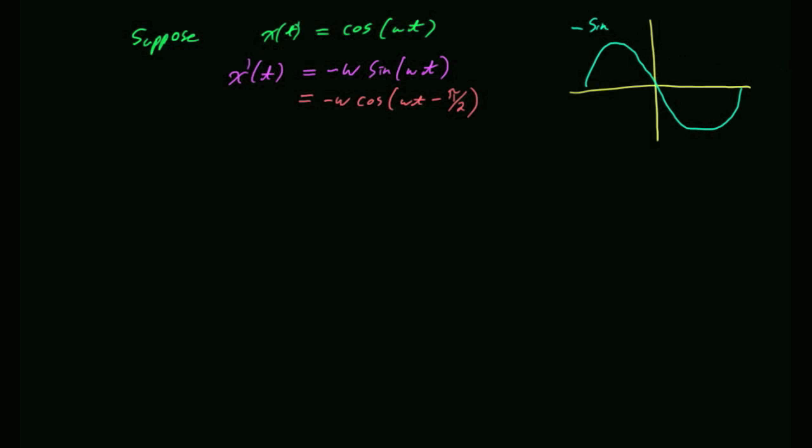Can we all agree that this is cosine? That's positive cosine. So what do I need to do to my positive cosine to make it into negative sine? I need to shift it to the left, by pi over 2. So this would be the same as omega cosine omega t plus pi over 2. Yes, I think we can all agree on that.